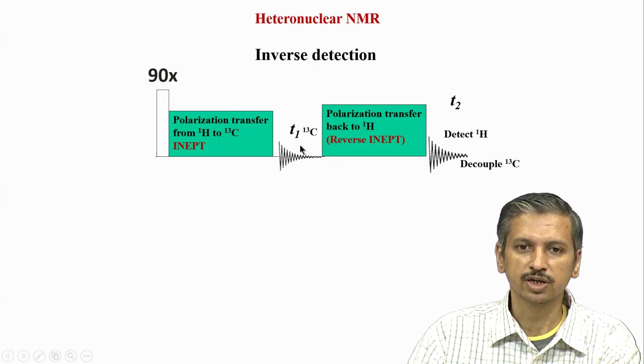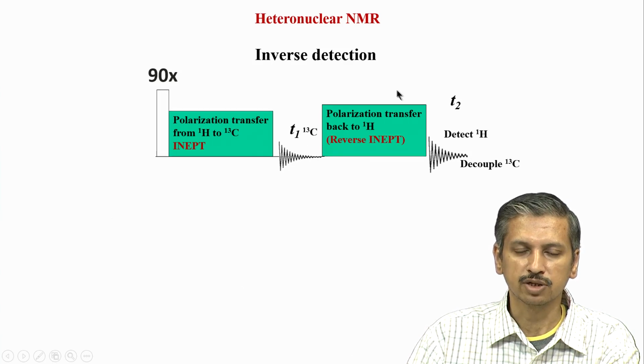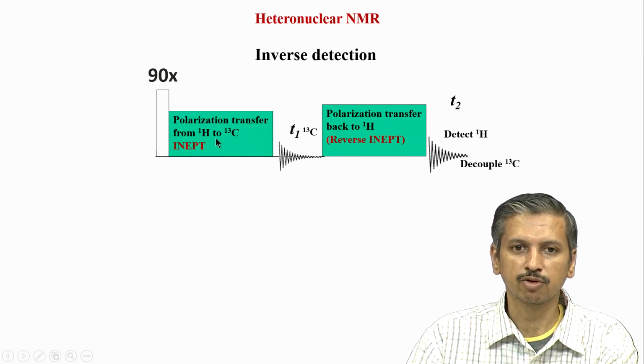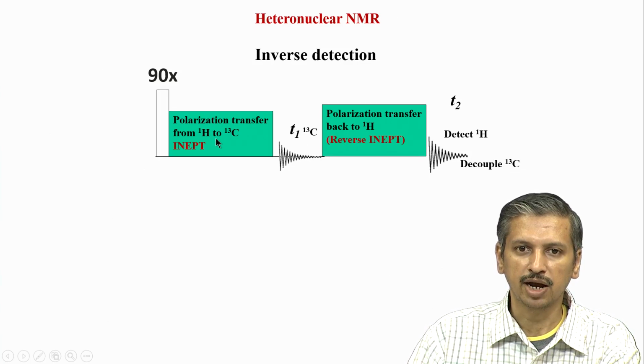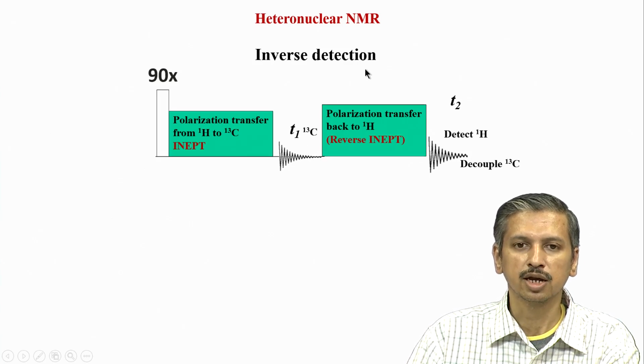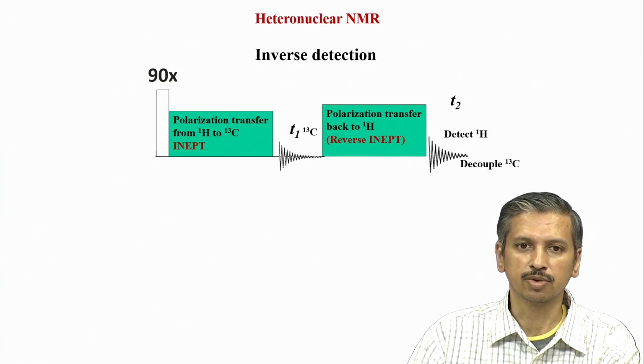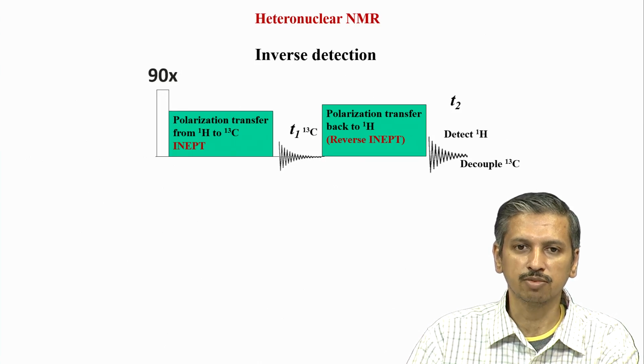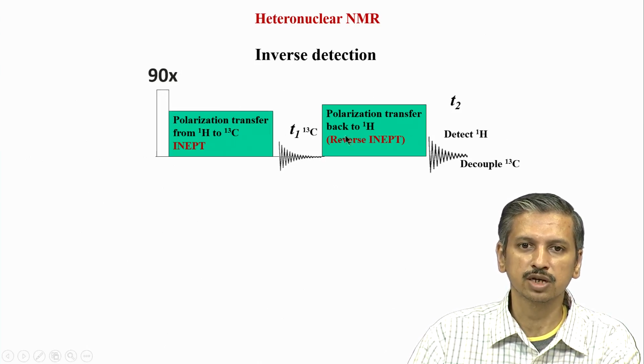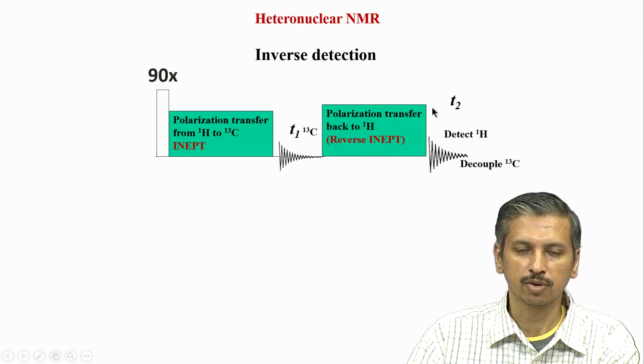The carbon will evolve with its chemical shift. Then carbon is back transferred, whatever polarization we received from proton is transferred back to the proton, and that is done using this reverse INEPT. Now reverse INEPT and INEPT are very similar, it is just that in one case we are coming from proton to carbon, in the second case we are going back to proton.